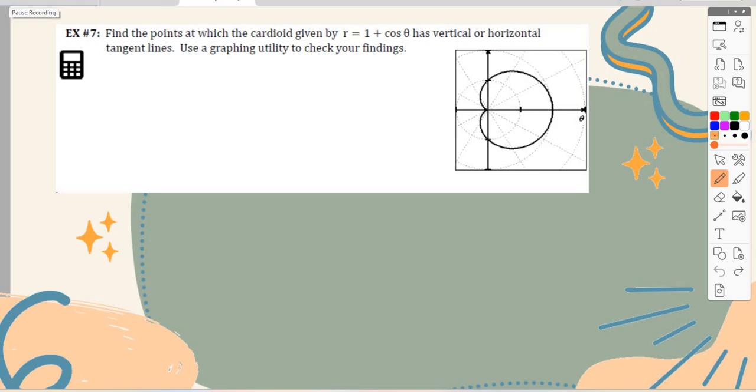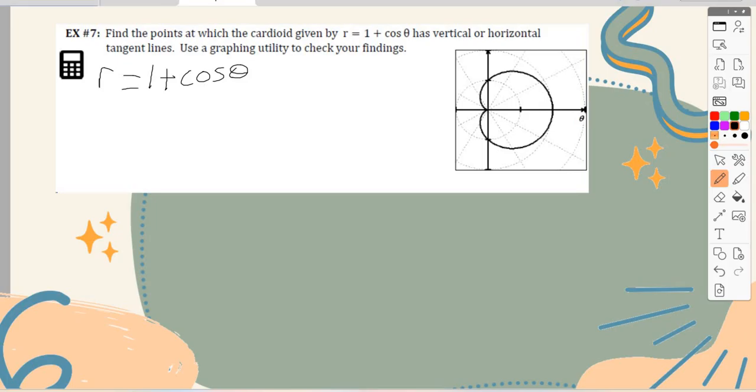And it says find the points at which the cardioid given by r equals 1 plus cosine of theta has vertical or horizontal tangent lines. Use a graphing calculator to check your findings. Okay. So the first thing that we have to think about is right now I have a polar equation, which is r equals 1 plus cosine of theta.